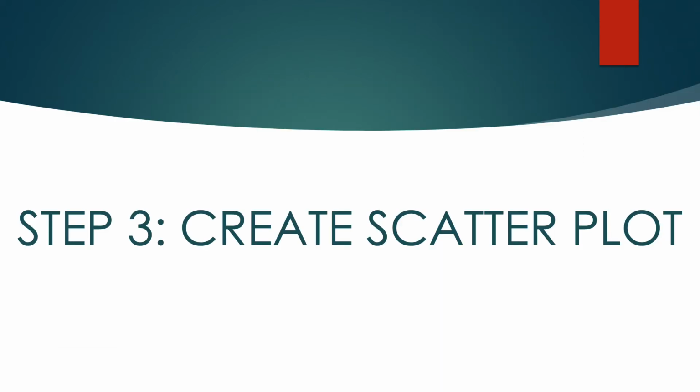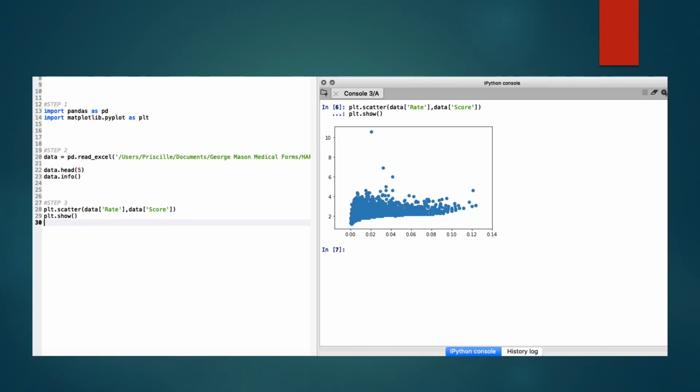The third step is to create the scatter plot. In order to achieve this, we use plt.scatter x-axis, y-axis. So in this case, plt.scatter data x-axis, which is the rate, data y-axis, which is the score. plt.show allows the plot to be seen in the output, so on the right-hand side.